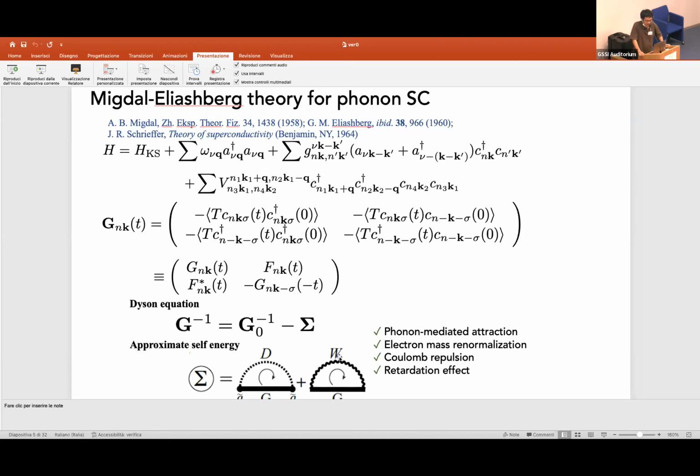So in principle, with this approximation, we can treat the physics like phonon-mediated attraction for pairing, the electronic mass renormalization, the pair-suppressing Coulomb repulsion, and the retardation effect coming from the timescale difference of phonon-mediated and Coulomb interactions. But in practice, we treat the latter term as an empirical parameter, and we do not directly calculate this. But there are already some attempts to, of course, calculate this part from first principles.